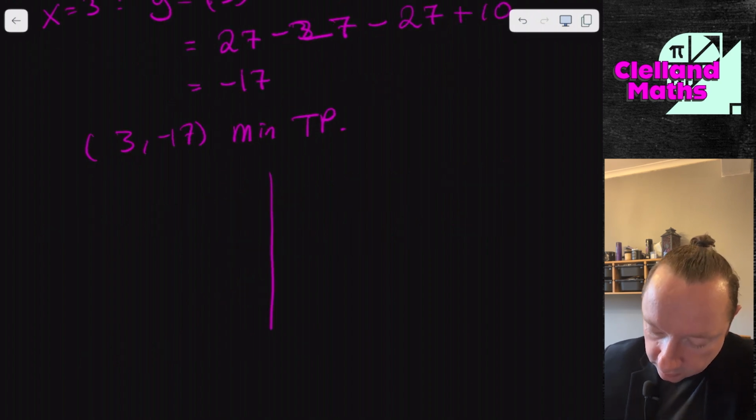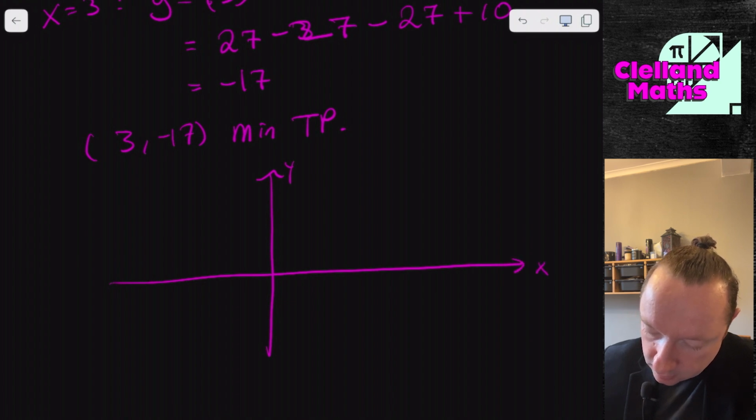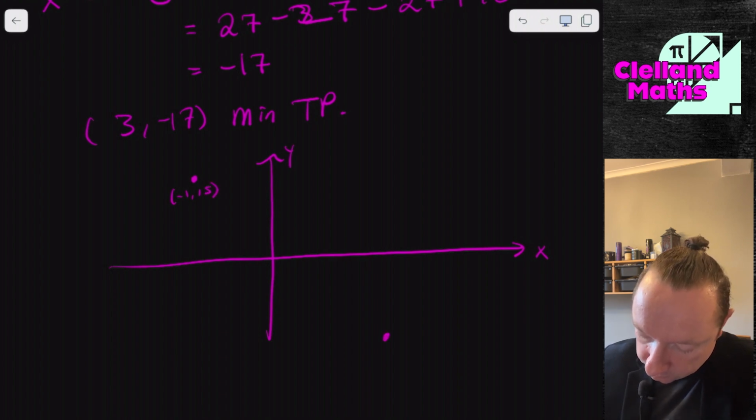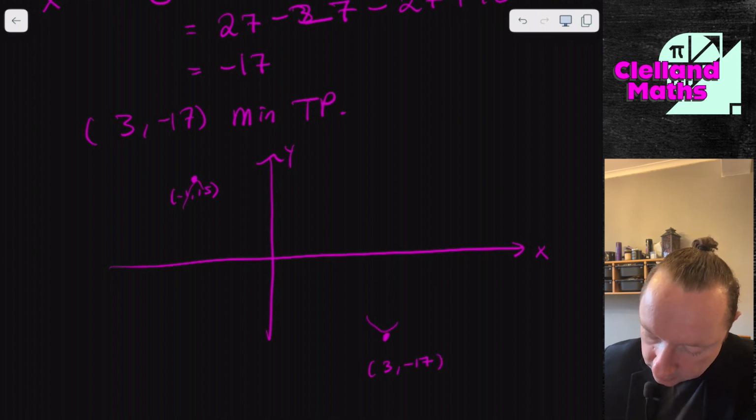So let's have a look at this graph. We've got y and x. We've got (minus 1, 15) up here somewhere, and (3, minus 17) is down here. And we know that this is a min and that's a max. So it must go like that, cut the axis somewhere, go there.